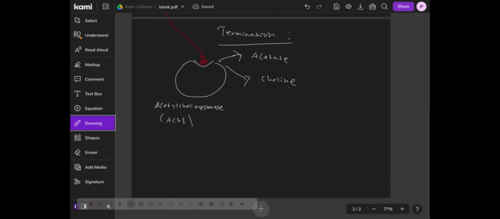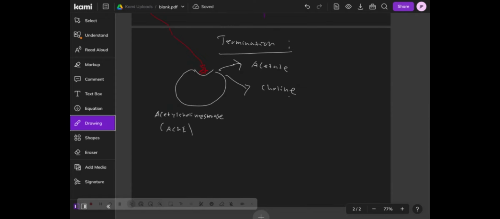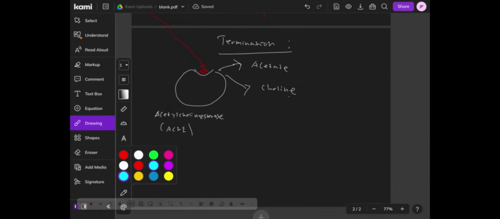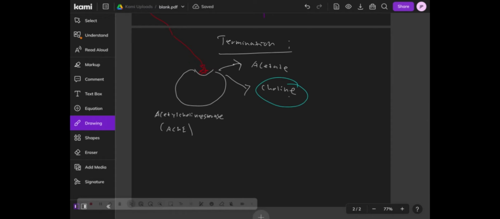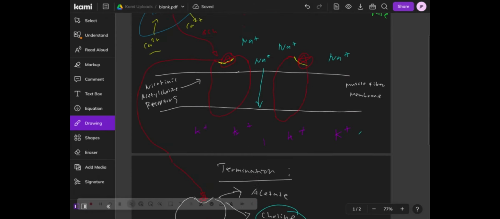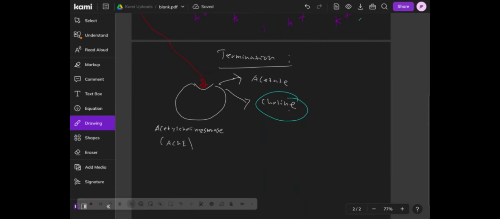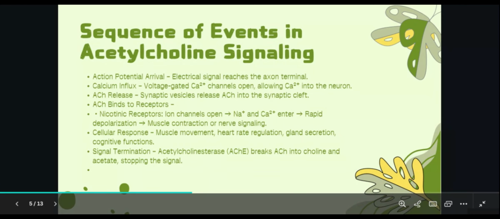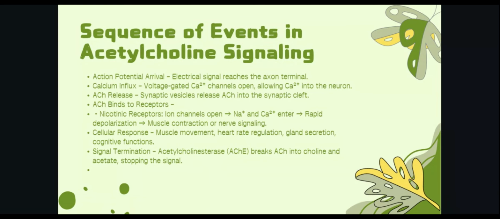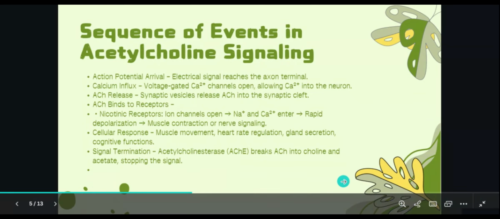So once the enzyme breaks ACH down into acetate and choline, the choline that's produced by the hydrolysis of ACH is taken back up all the way to the start of the cycle up here, and it's going to be used for future signaling to produce and release more ACH to keep the process going. Here's a brief overview of the sequence of events in the acetylcholine signaling pathway that I talked about.